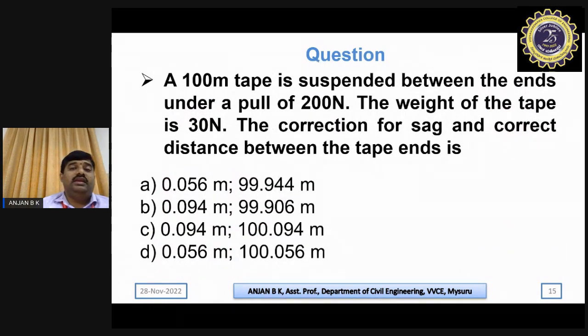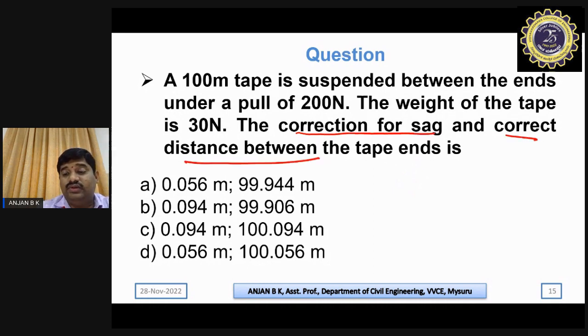A 100-meter tape is suspended between the ends under a pull of 200 newton. The weight of the tape is 30 newton. The correction for sag and correct distance between the tape ends is. So they are asking two questions here. What is the correction for sag and what is the correct distance between the tape ends?